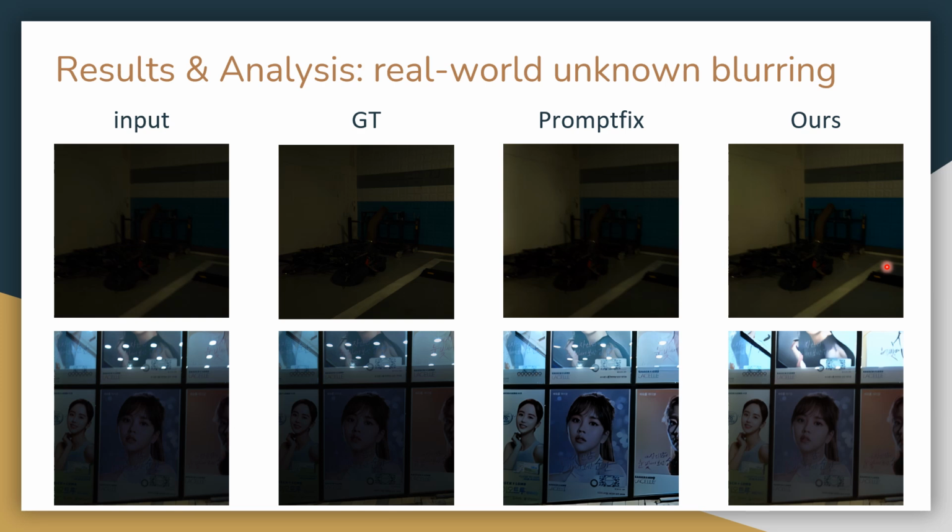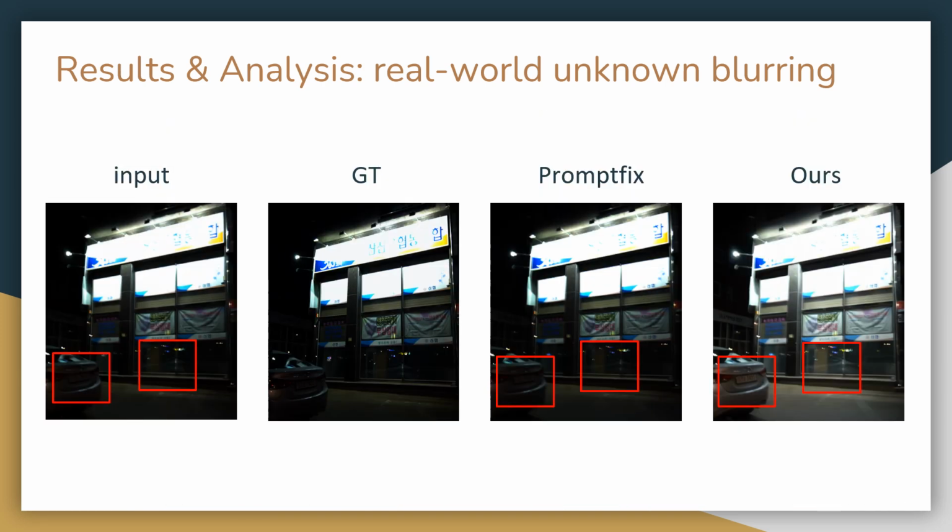Finally, here's the result of real-world unknown deblurring. Details on the wall are restored well. Despite the color change in the second row, our results are very close to the ground truth. Our approach can also preserve the reflection details of the car, where the baseline model cannot. We also have better results in other details such as the license plate.